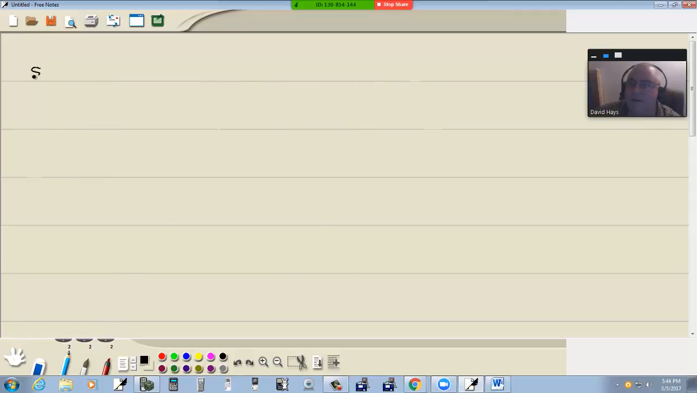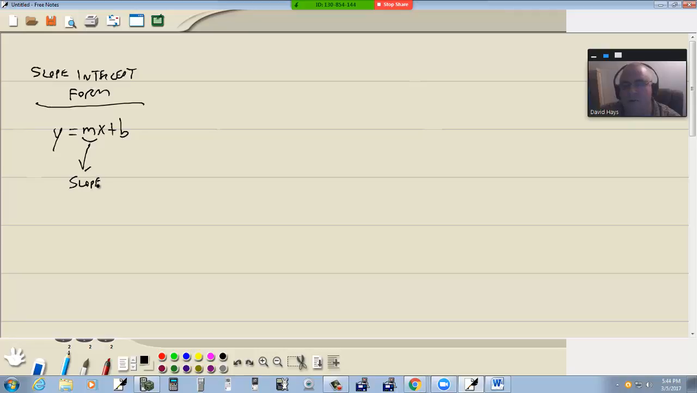We have something called slope-intercept form. And slope-intercept form means we got y is equal to mx plus b. You could have f of x there, because remember they're interchangeable. It could be f of x equals mx plus b. Now if you have it in this form, whatever number is in front of your x is your slope, and whatever number is at the end is your y-intercept.